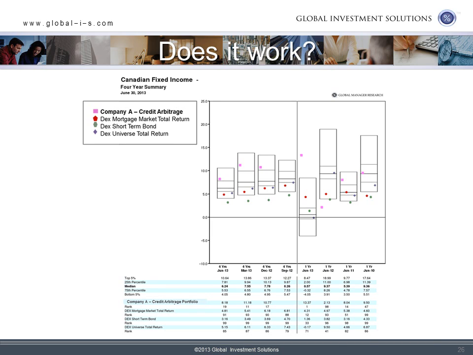Over on the far side, past this vertical gray line, are the 4 one-year periods that make up this 4-year number. And again, you can see this pink dot has consistently earned money, while the DEX universe duration in the most current 4-year period has now started to lose money. And as interest rates go up, you can expect that to continue.